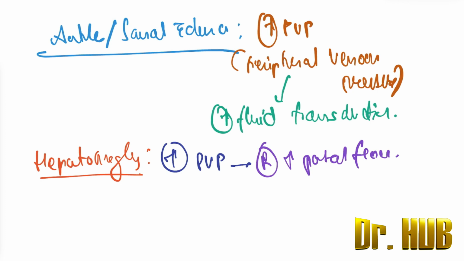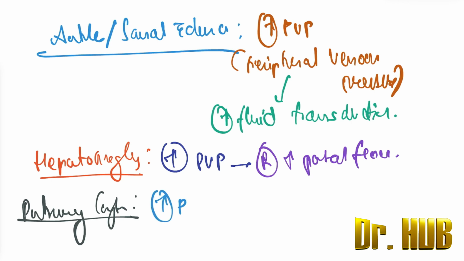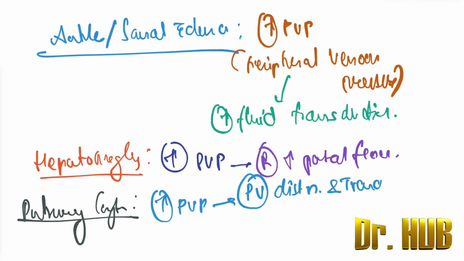Then comes the pulmonary congestion. In terms of the pulmonary congestion, there is an increase in the pulmonary venous pressure, and this leads to pulmonary venous distension as well as transudation of fluid into the air spaces.